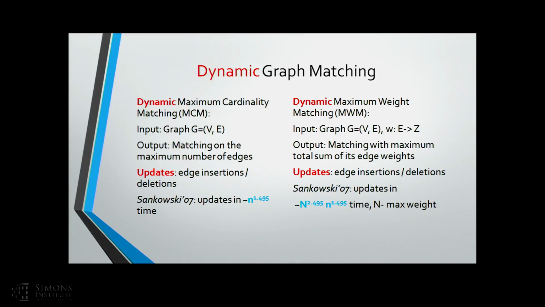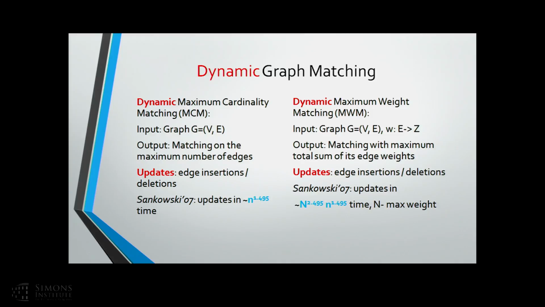Here, there are two results by Sankowski from 2007. For the maximum cardinality matching case, he can perform updates in n to the 1.495 time, which is a little bit better than the trivial n squared time, which you would get via augmenting paths. And in the maximum weight case, you pay this horrible factor over here. Again, we don't know how to get rid of it. Okay, so you may ask, where is this 1.495 coming from? It comes from matrix multiplication.